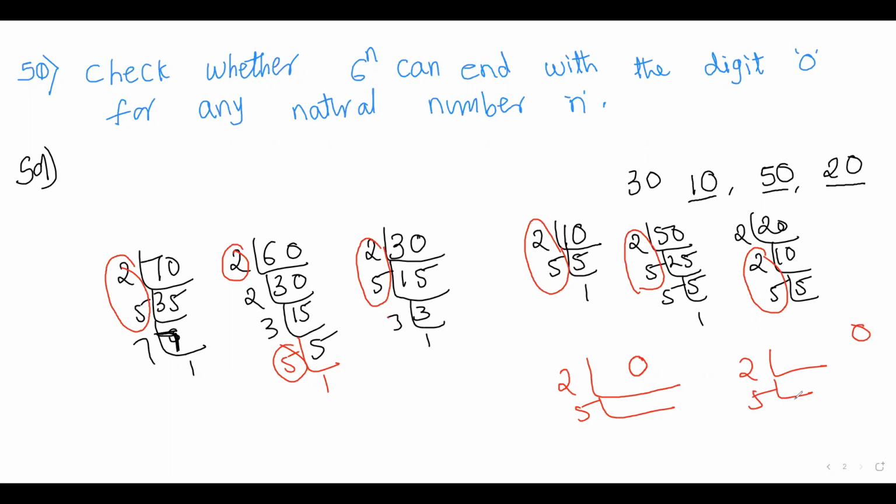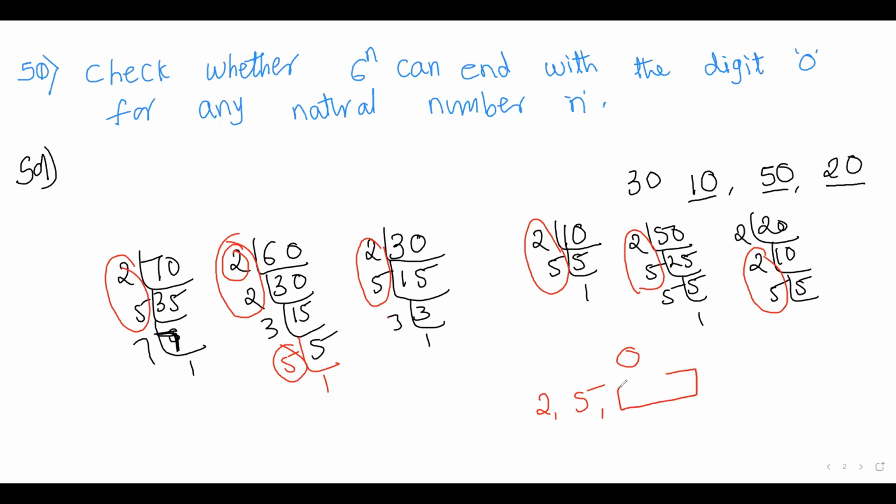That number ends with what? 0. So what I mean to say is that every number which is ending with 0 will have 2 and 5 in its factorization. Along with 2 and 5, it can also have some other prime numbers like 3, 7, 11, and so on. It's not necessary that it should have only one 2 and one 5. It can have more than one 2 and more than one 5 as well.